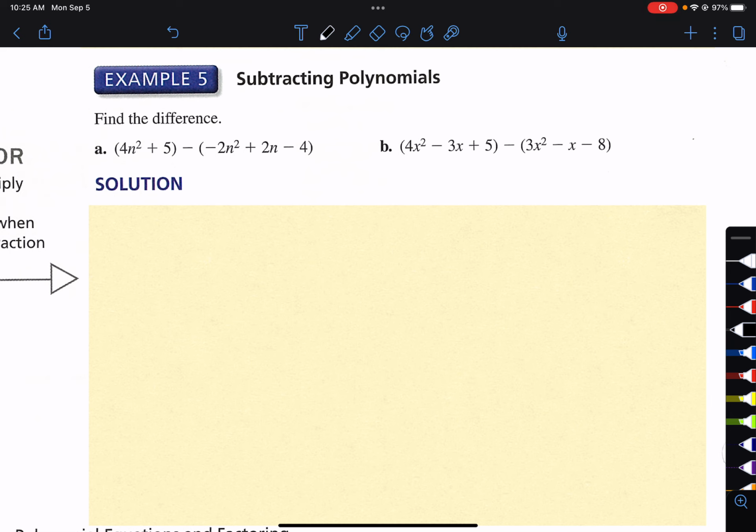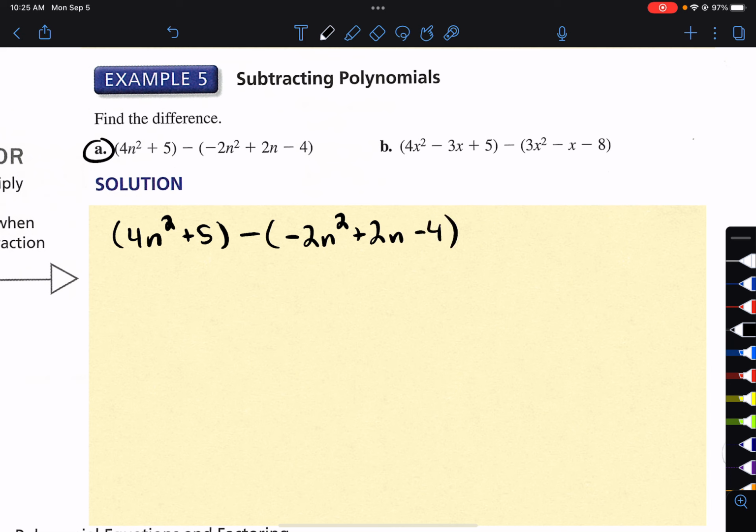So if I have example A, it gives me 4n squared plus 5 minus negative 2n squared plus 2n minus 4. Now here's what I would refer to with the 7th grade mistake. There is a negative in front of a parenthesis. And sometimes 7th graders, because they are new to negatives, they forget what to do with that negative in front of the parenthesis. But you're in 10th grade now, so I'm sure no one has forgotten. Actually, a lot of you probably have.